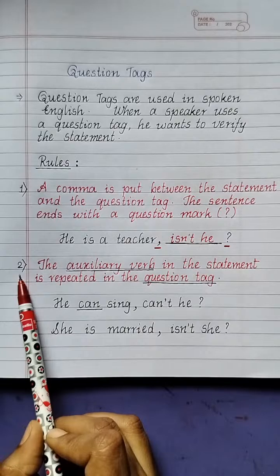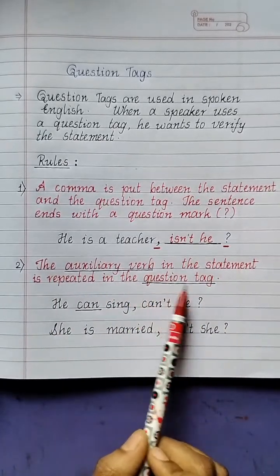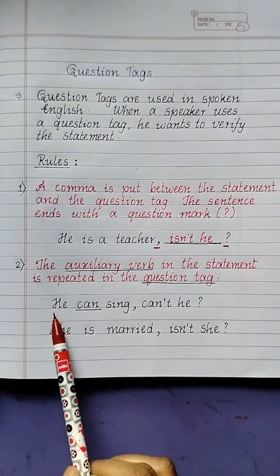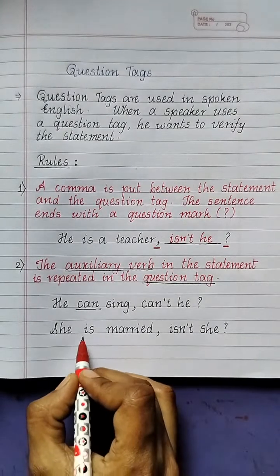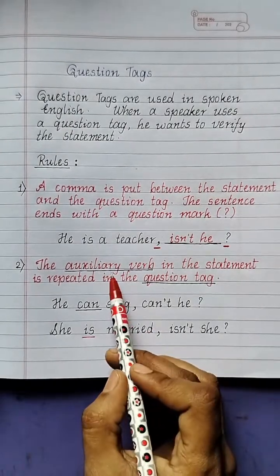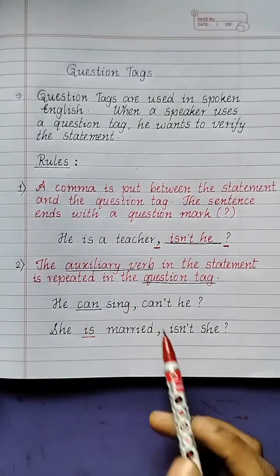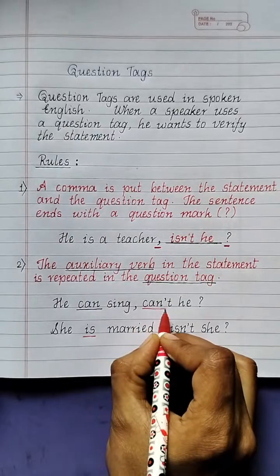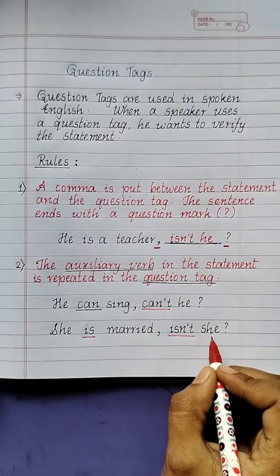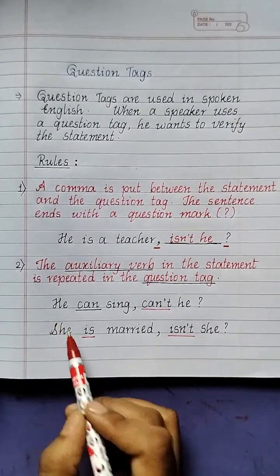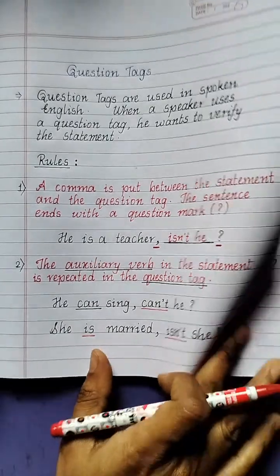Similarly, the second rule says that the auxiliary verb in the statement is repeated in the question tag. Example number one, he can. Here can, and again here is used as an auxiliary verb. So the same auxiliary verb is used in the tag also. Can't he? Isn't she? Okay. Now if there is a pronoun, the same pronoun is used.